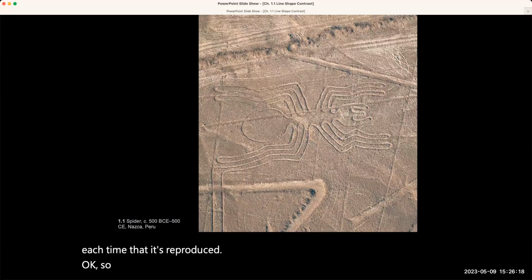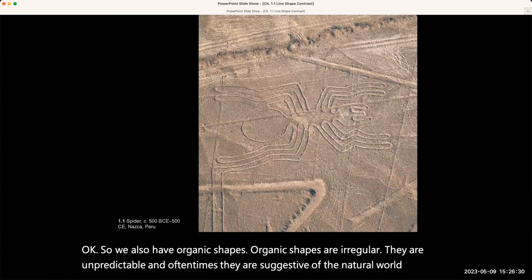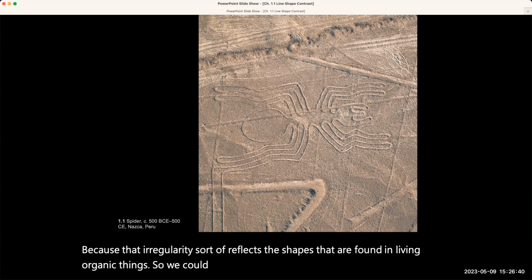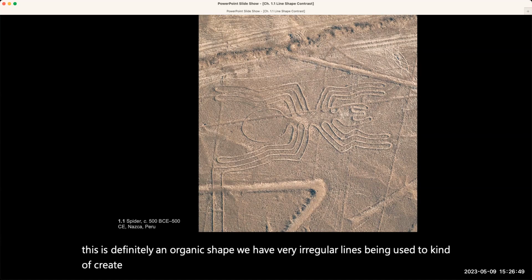Okay, so we also have organic shapes. Organic shapes are irregular, they are unpredictable, and oftentimes they are suggestive of the natural world, because that irregularity sort of reflects the shapes that are found in living organic things. So we could return to the Nazca line drawing of the spider. This is definitely an organic shape. We have very irregular lines being used to kind of create the shape of a living organic thing.